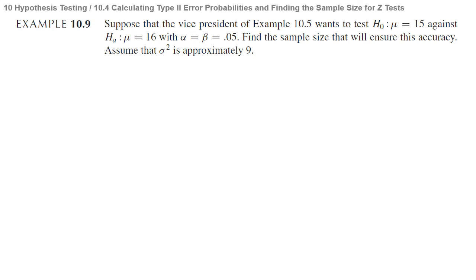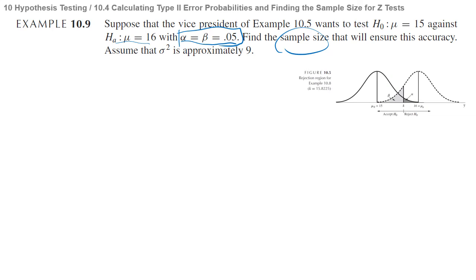Let's move on to example 10.9. Suppose that the vice president of example 10.5 wants to test H0: mu equals 15 against H alternative: mu equals 16 with alpha and beta equal to 0.05. So this time we want to have fixed type 1 and type 2 error, and we want to find the sample size. That's the problem in this question.